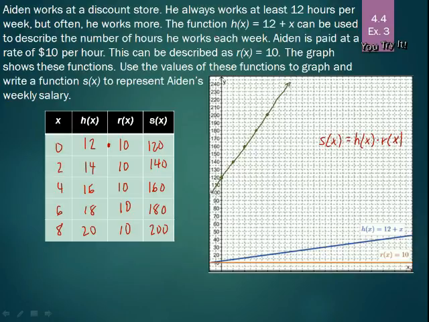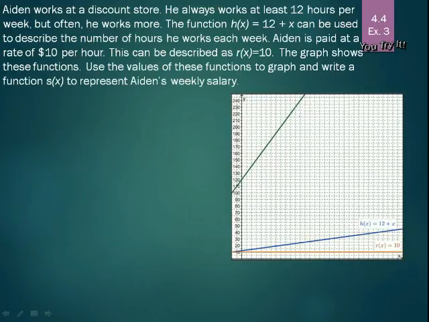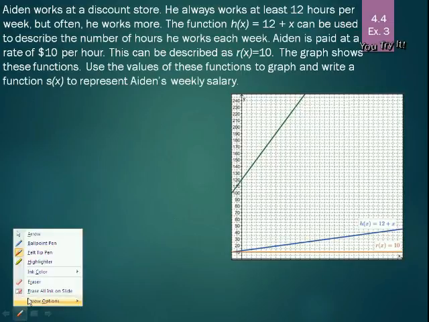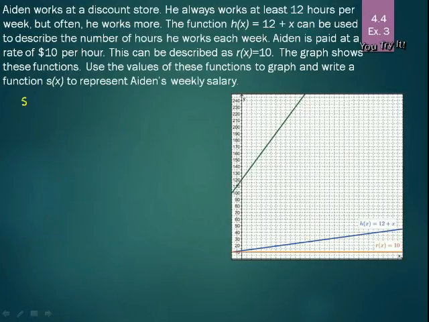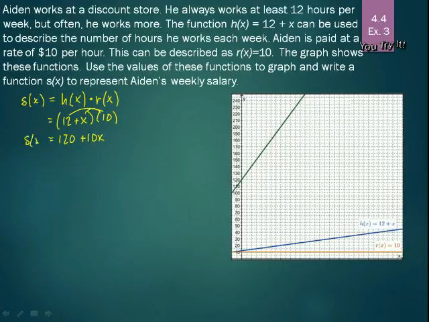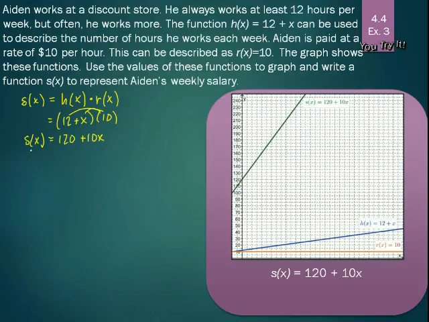Let's find the actual equation for that. I've drawn the graph again here, a little bit neater. To find the equation, we know s(x) is equal to the number of hours times the rate, so h(x) times r(x). We know h(x) is equal to 12 + x, and r(x) is equal to 10. Multiplying those together, 12 times 10 is 120, and x times 10 is 10x, so plus 10x. Our final answer is s(x) = 120 + 10x.